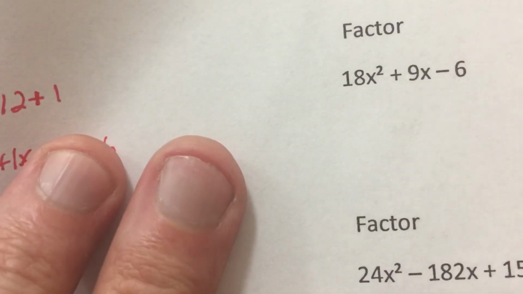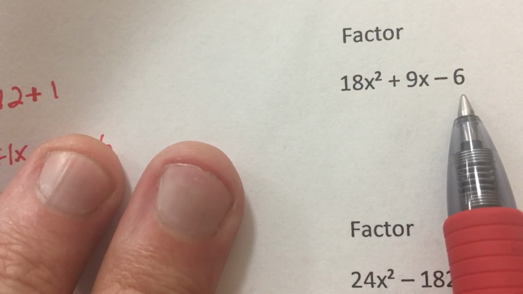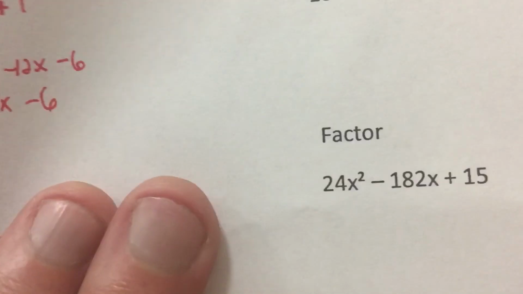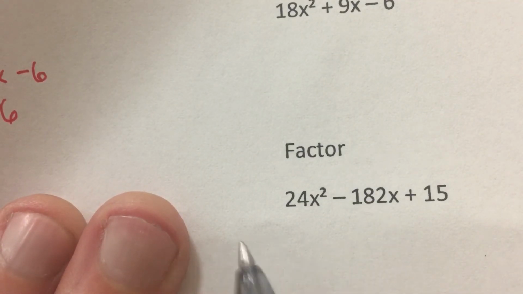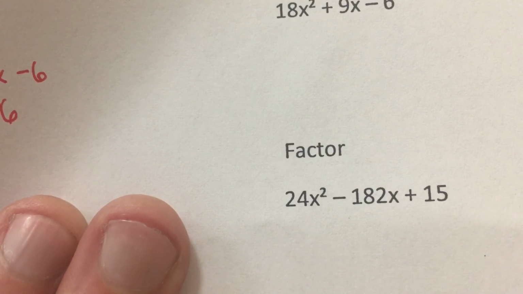I'm going to go ahead and warn you about this one. It can take a while, but don't get discouraged. And then this last one here, focus on the fact that the middle is a big number. That might help you narrow down your list of who you're multiplying.